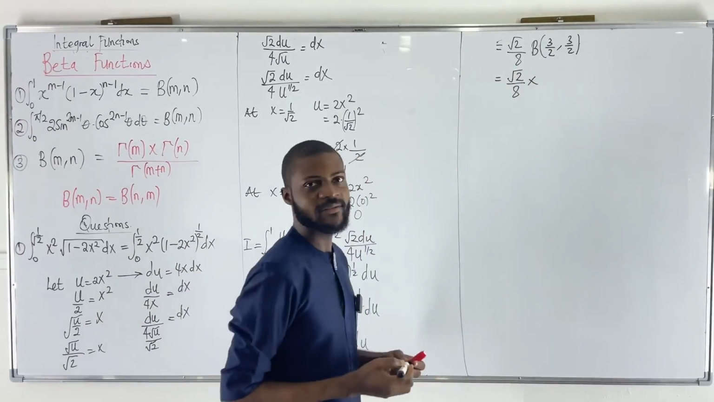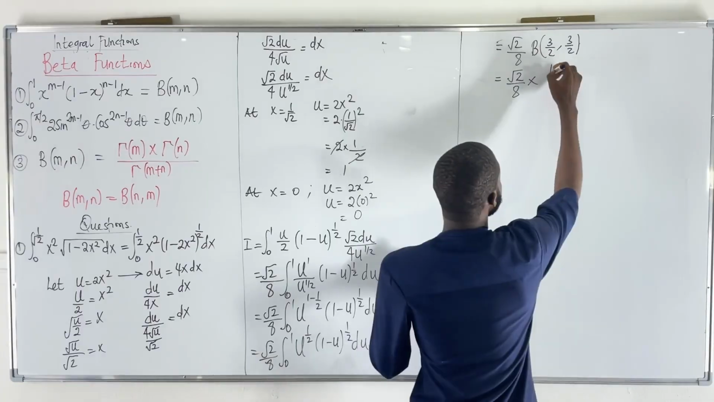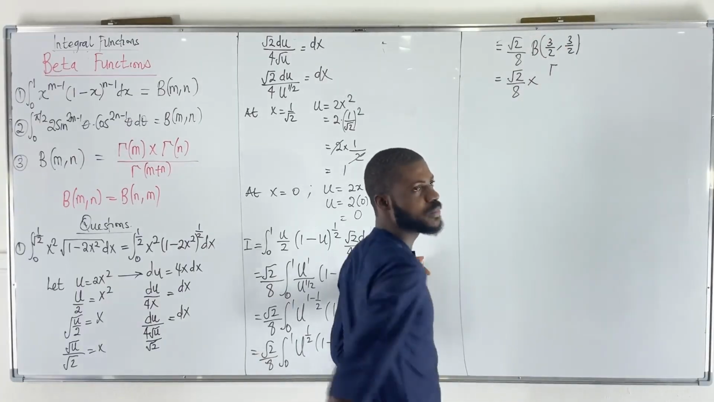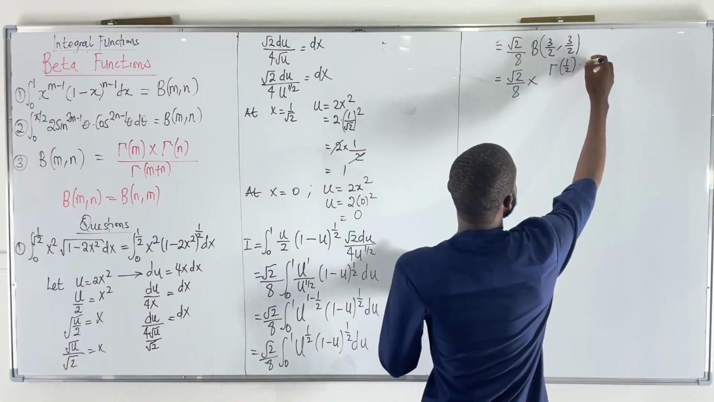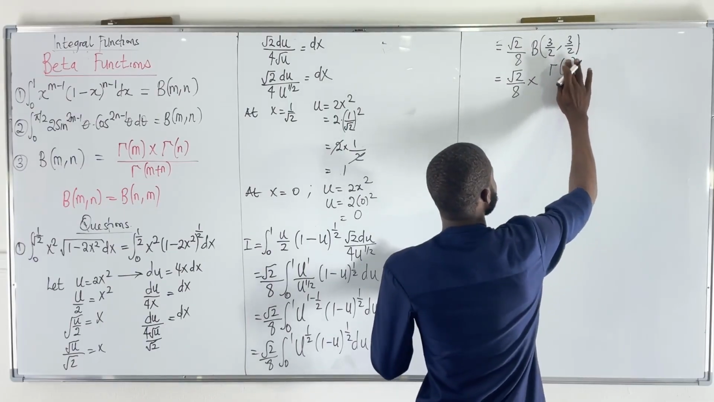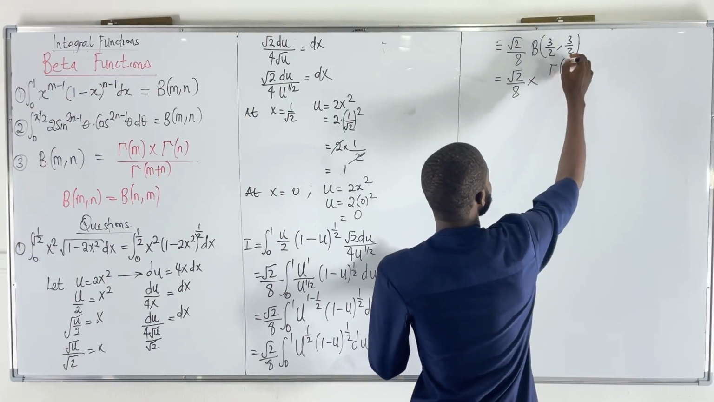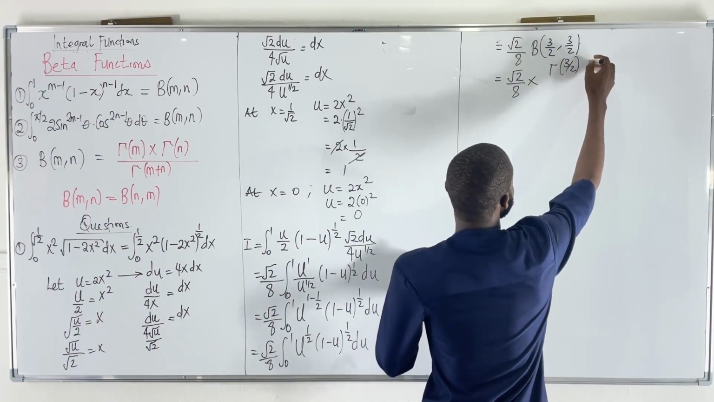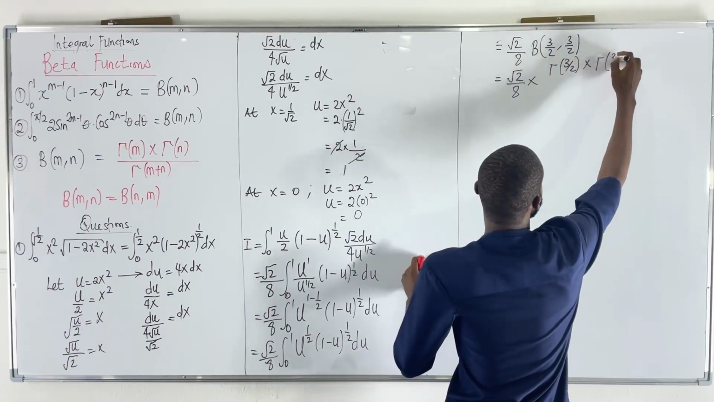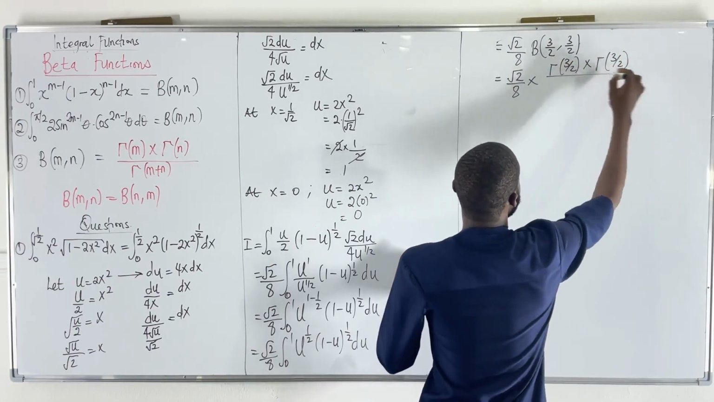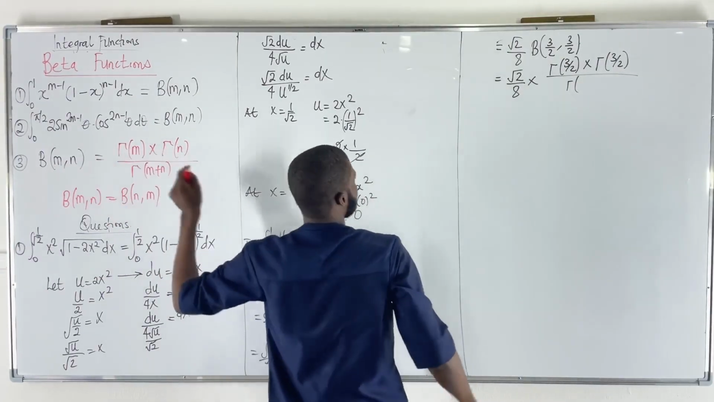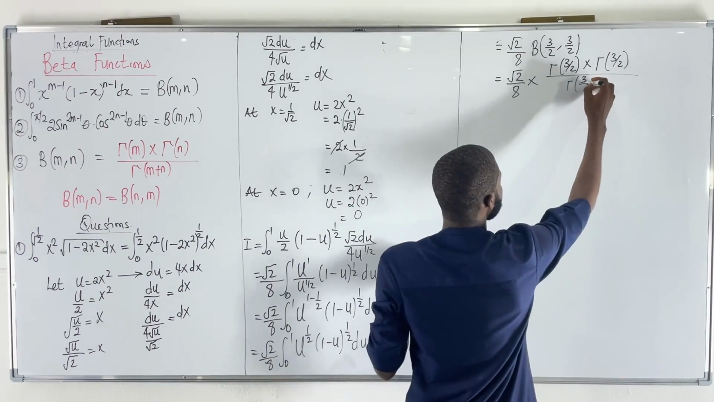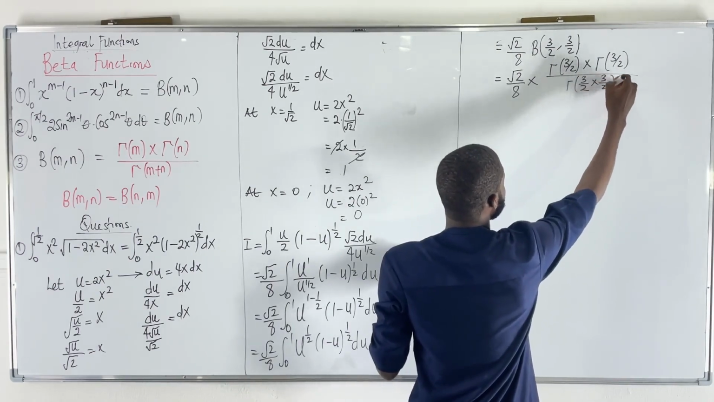Now, let's write that in terms of gamma. So this will be the gamma of, what is 3 over 2 minus 1? Sorry, we're not yet subtracting. This will just be 3 over 2. It's not yet time to subtract. Times gamma of 3 over 2, divided by gamma of, we're not supposed to subtract. If this is m, this will also be m. That was a silly mistake. 3 over 2 times 3 over 2.